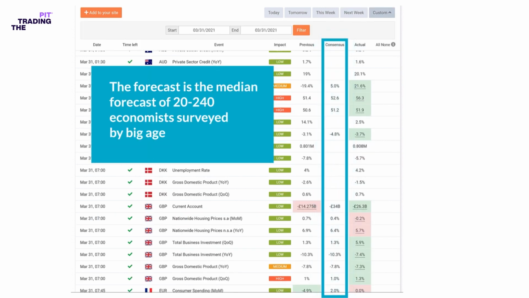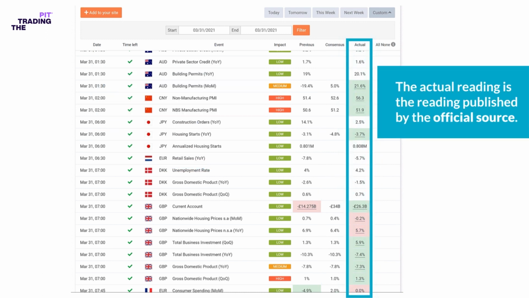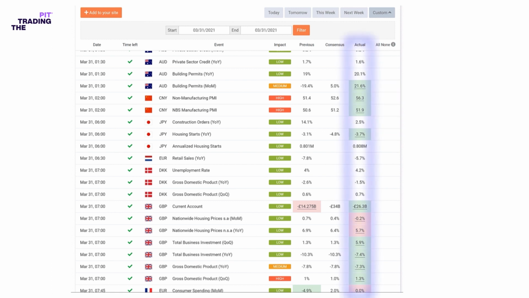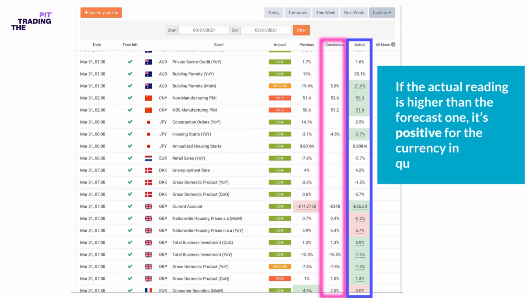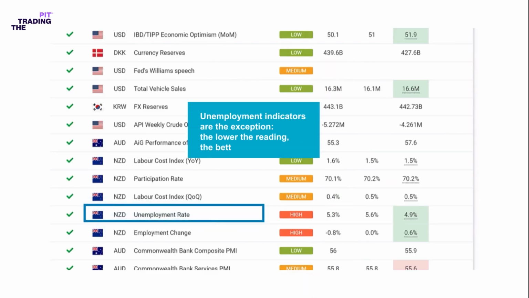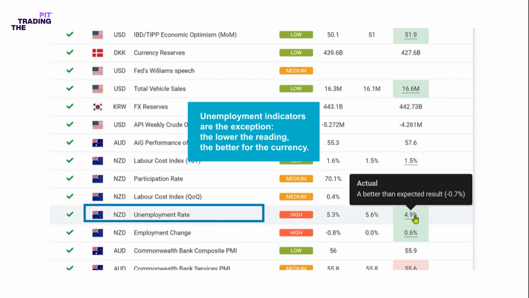The forecast is the median forecast of 20 to 240 economists surveyed by big agencies like Bloomberg. The actual reading is the reading published by the official source. For most indicators, if the actual reading is higher than the forecast one, it's positive for the currency in question. Unemployment indications are the exception. For them, the lower the reading, the better for the currency.